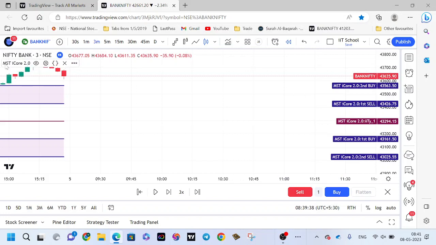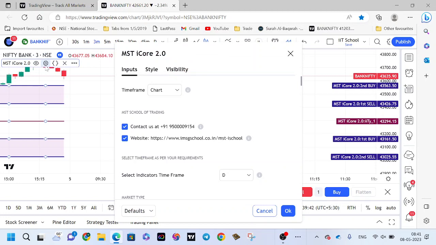Once you have added the indicator, come to the settings, and at the bottom you will be able to see something called reset settings. Click on reset settings. That's all. Then click OK.